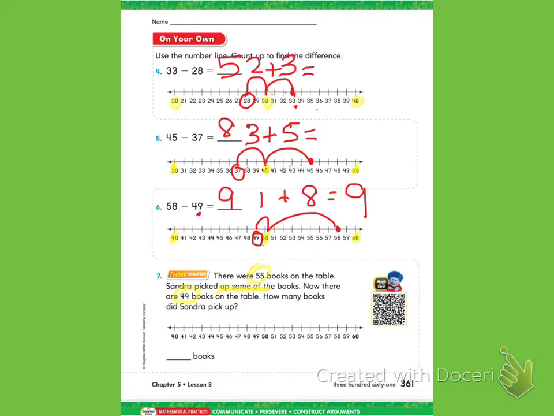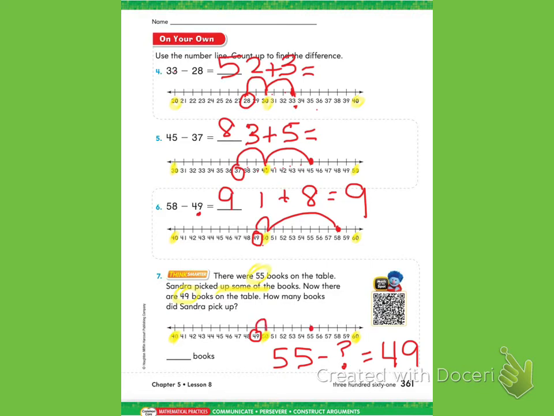So if there's 55 books on the table and Sandra picked up some and now there are 49, what do I do to figure out how many Sandra picked up? Wouldn't I want to know the difference between those numbers? So I can solve this the same way. I'm going to highlight all my multiples of 10. I'm going to start at 49. I'm going to stop at 55.